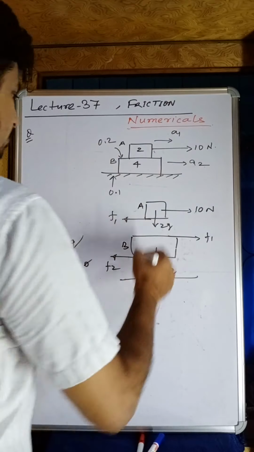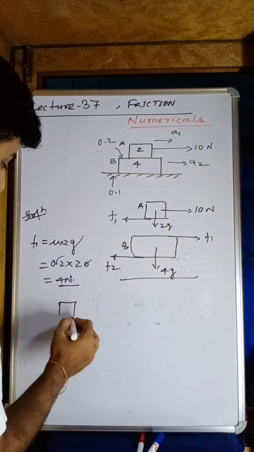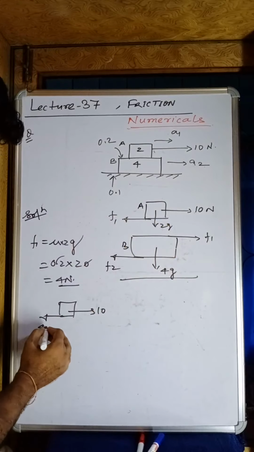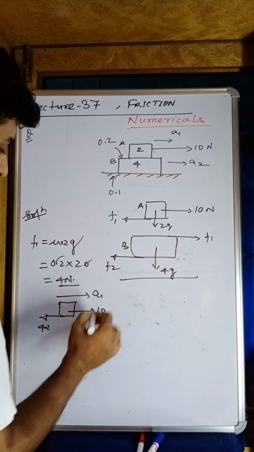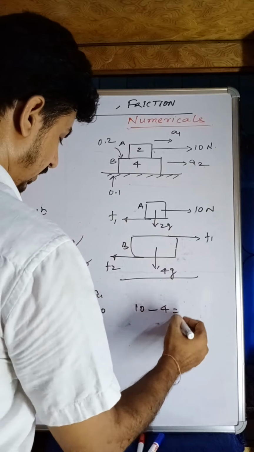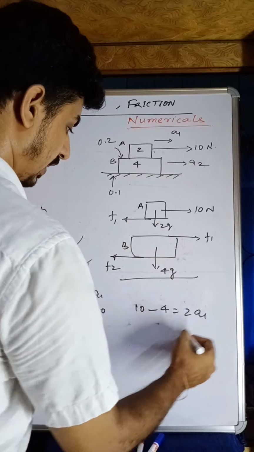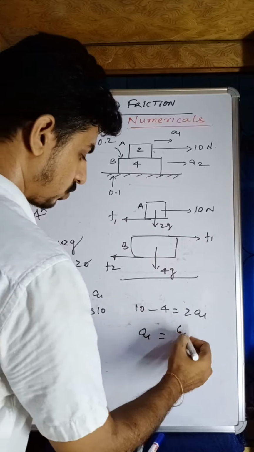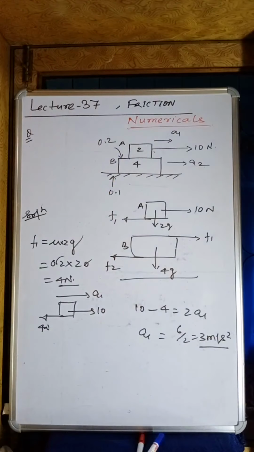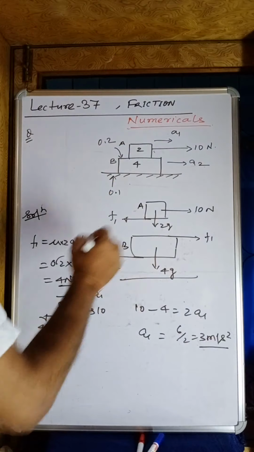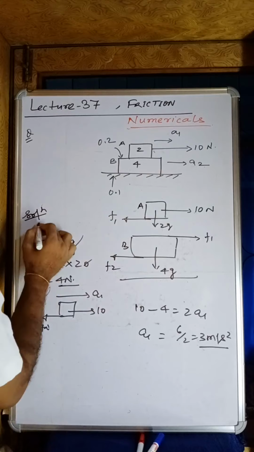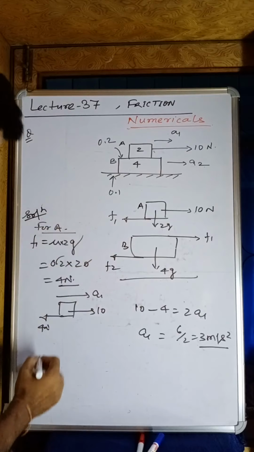With which acceleration will it move? So let us find. This is 10 Newton, opposing force 4 Newton, and it moves with an acceleration A1. So we can write the equation, my dear students. It is 10 minus 4 equals 2 times A1. And A1 will be 6 over 2, which is 3 meter per second square. Alright, now the second one, for body B. This was for A. Now for B.